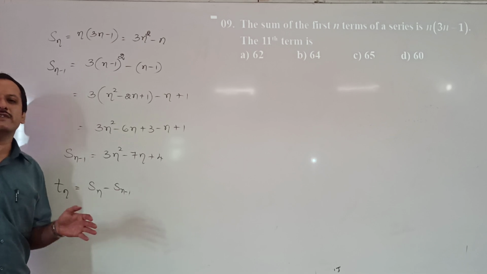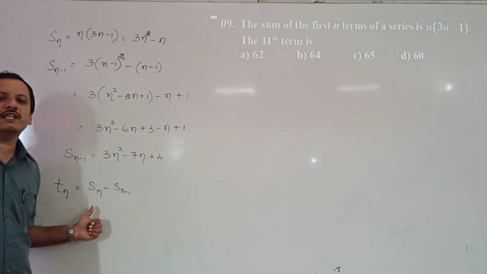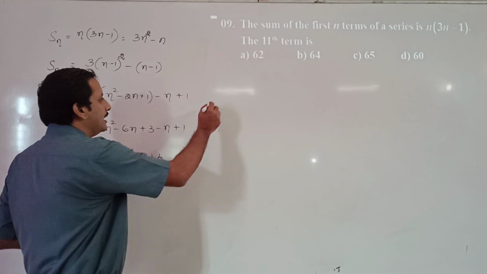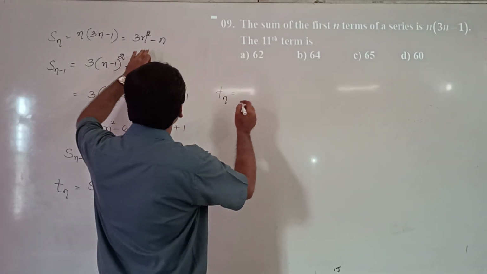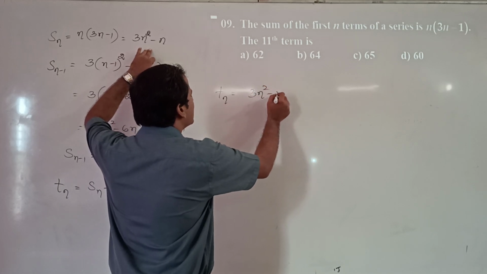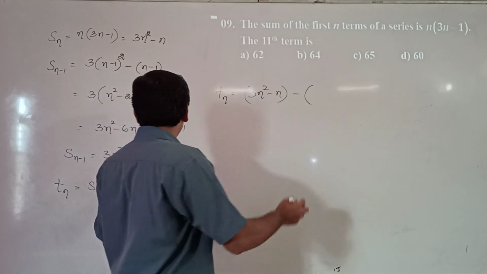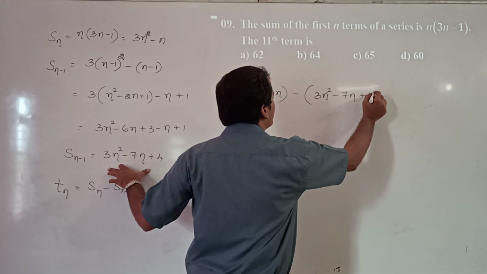Sn minus 1 gives you the sum of the first n minus 1 terms. So the difference of these two will give us the nth term. Okay. So Tn is equal to Sn, I will substitute. Sn is 3n square minus n, minus Sn minus 1. Sn minus 1 is 3n square minus 7n plus 4.